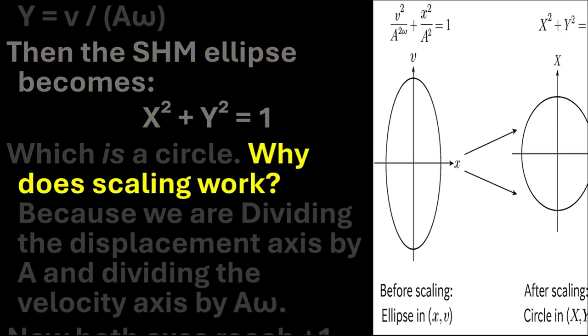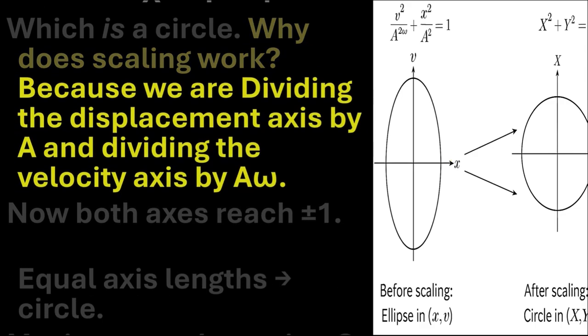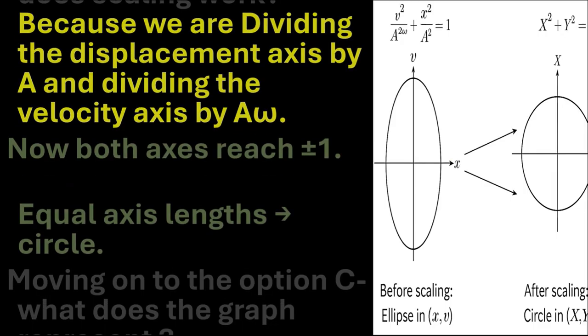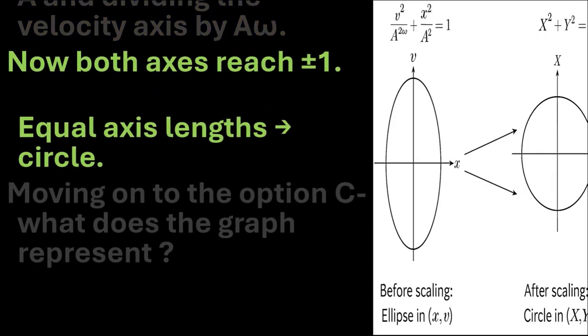And why is this mathematically valid? Because we are dividing the displacement axis by a and dividing the velocity axis by a omega. Both the axes now reach the limit of plus or minus 1 along x and y axis, and they have equal lengths for the circle.